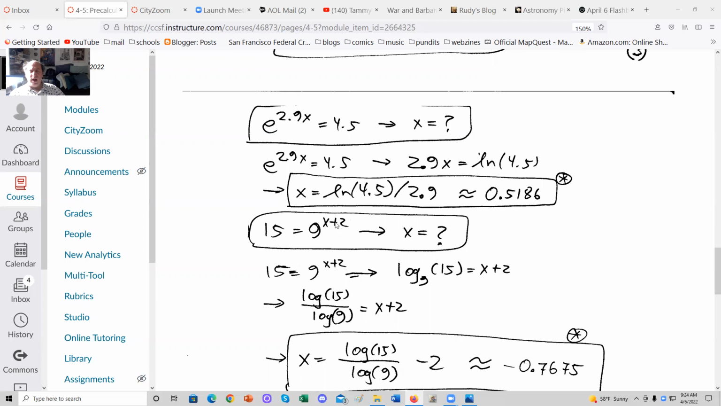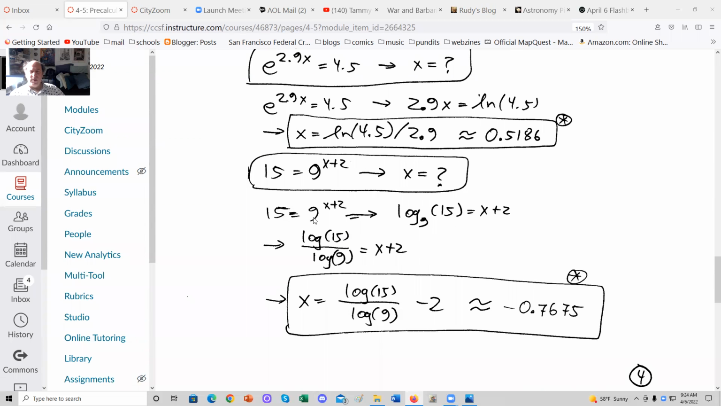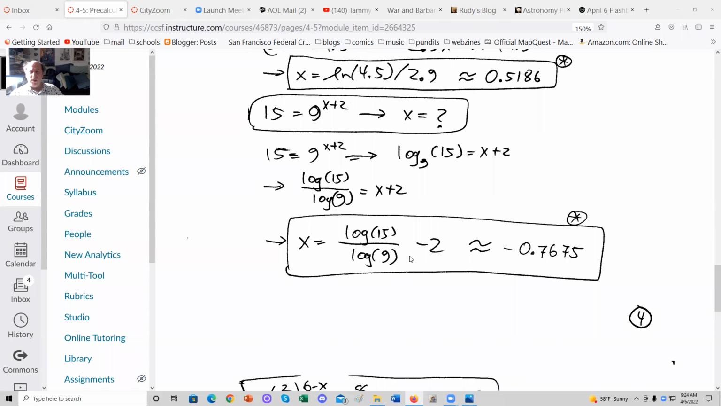Solve 15 equals 9 to the x plus 2. What value of x? Well, from here, we'll take log base 9 of both sides. The right side becomes x plus 2. Left side becomes log base 9 of 15. All right, now by the change of base formulas, we'll write log base 9 of 15 as a ratio of logarithms, log 15 over log 9. That equals x plus 2. Then transpose the 2 and get x equals log 15 over log 9, all that minus 2, approximately 0.7675.